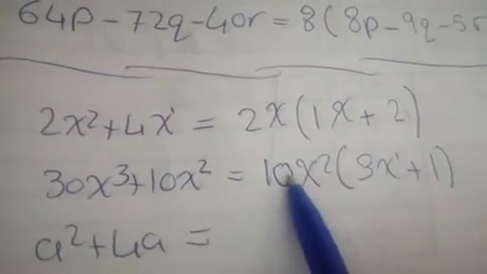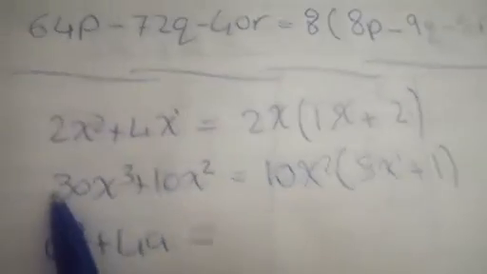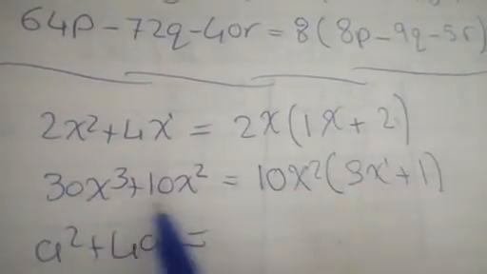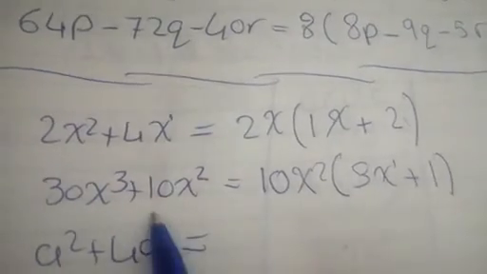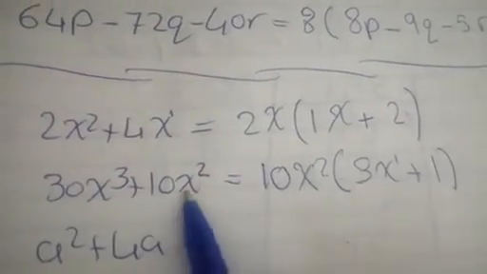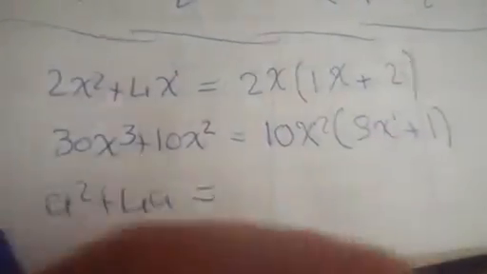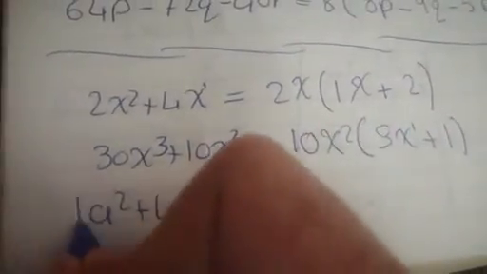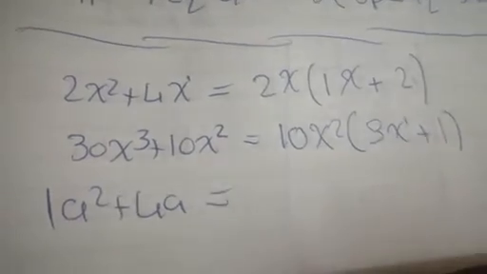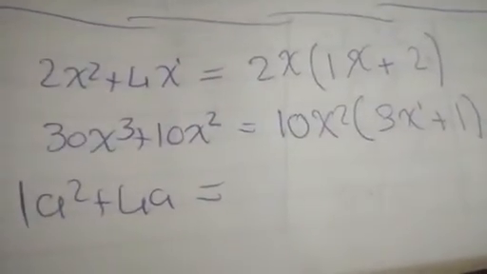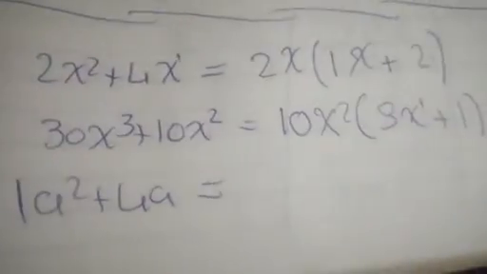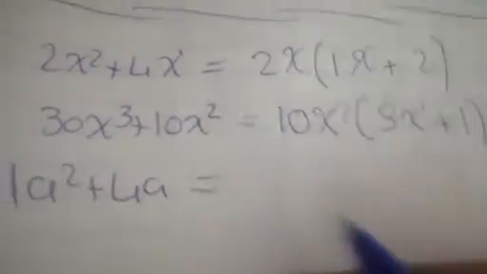Let's check. 10 times 3, 30. X squared times x is x cubed. Plus 10 times 1 is 10. X squared times 1 is x squared as it is, right? The last one, if we don't have a number here, we can consider it 1, right? So can we take anything common between 1 and 4? 1, we cannot take anything common because it's already 1. We don't need to simplify it anymore.